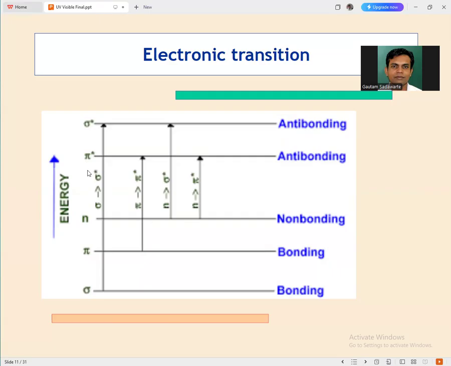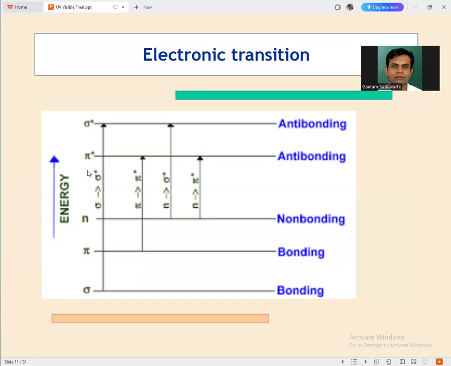Now generally alcohols undergo what we can say n to sigma star. And the last one is the n to pi star. The carbonyl compound also undergoes this type of n to pi star excitation.